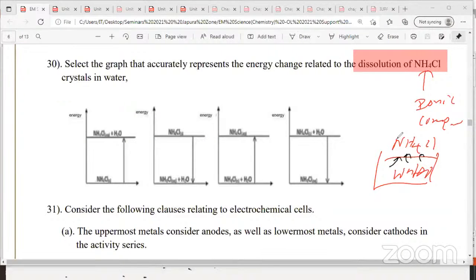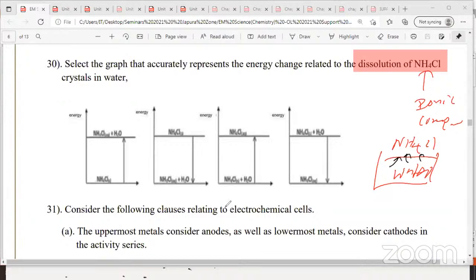Bond breaking is endothermic. Bond making is exothermic. Making bonds, heat is evolved. Breaking bonds, you have to supply heat. When ammonium chloride dissolves in water, ionic bonds are broken down. Not only ammonium chloride: if you add sodium chloride into water, to break down the ionic bond in NaCl, heat is absorbed. Due to that, the temperature of water drops. So then what happened? That absorbed energy is available in the products as NH4 plus and Cl minus.